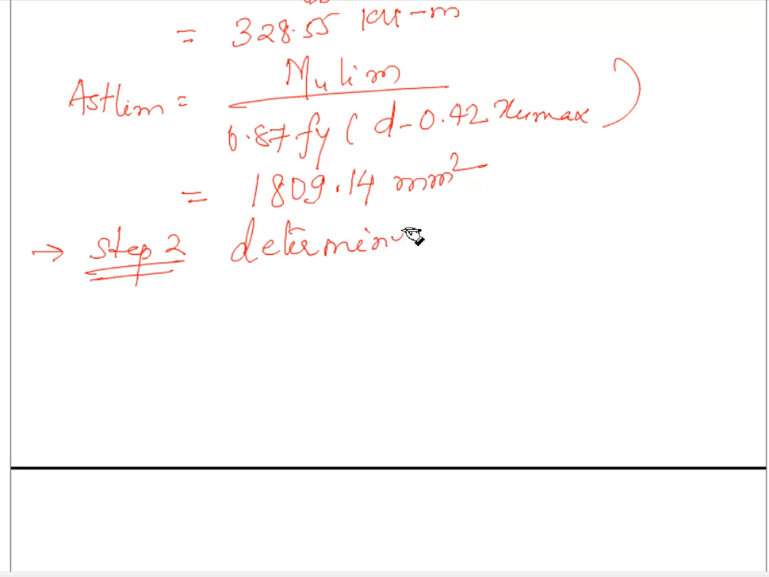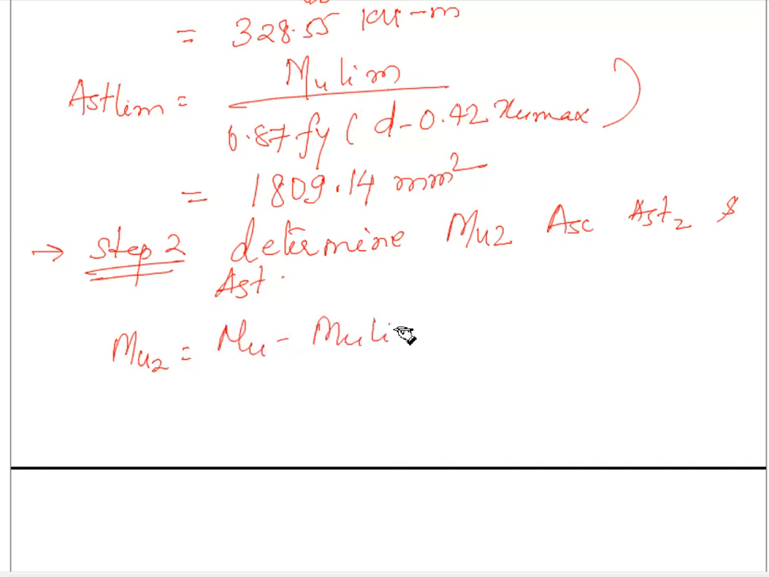Determine Mu2. Mu2 is the difference between Mu and Mu limiting. We need Mu2, ASC, AST2 and AST. So first we will directly calculate Mu2. Mu2 is nothing but Mu minus Mu limiting.